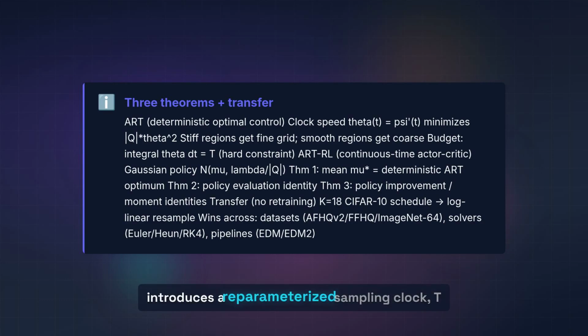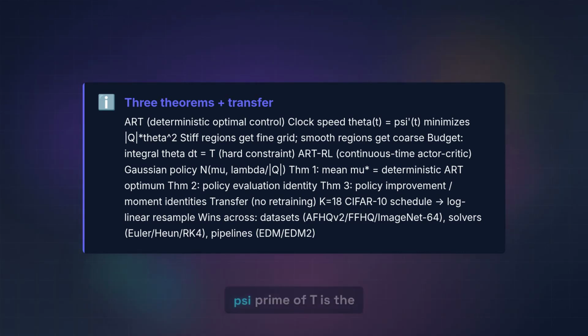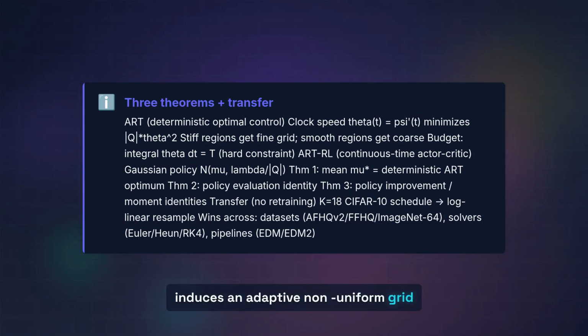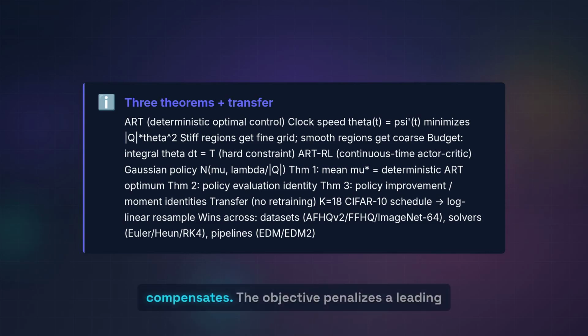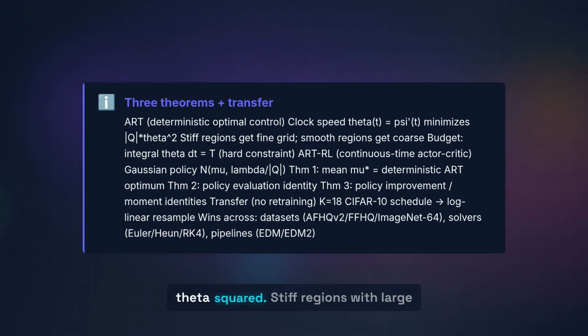ART introduces a reparameterized sampling clock, t, linked to physical diffusion time, tau, by a continuous map psi. The clock speed theta of t equals psi prime of t is the control. A uniform grid in t induces an adaptive non-uniform grid in tau. Local deceleration, small theta, gives finer resolution where the probability flow field is stiff. Acceleration elsewhere compensates. The objective penalizes a leading-order Euler local error surrogate proportional to the stiffness indicator Q times theta squared. Stiff regions with large Q force small theta, concentrating budget where error dominates.